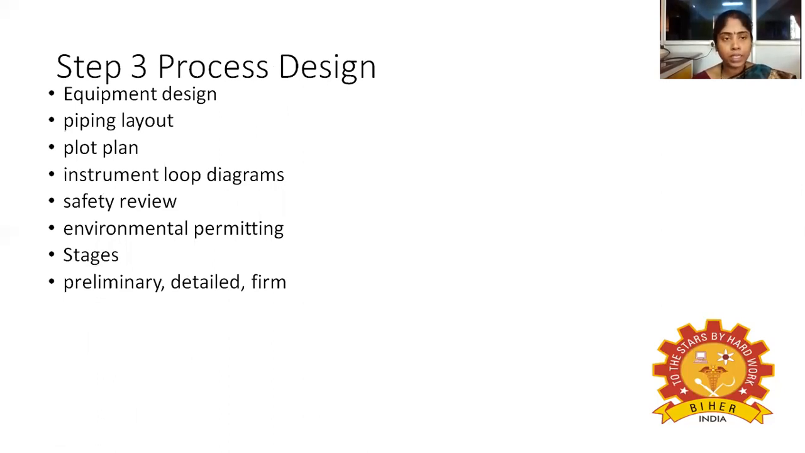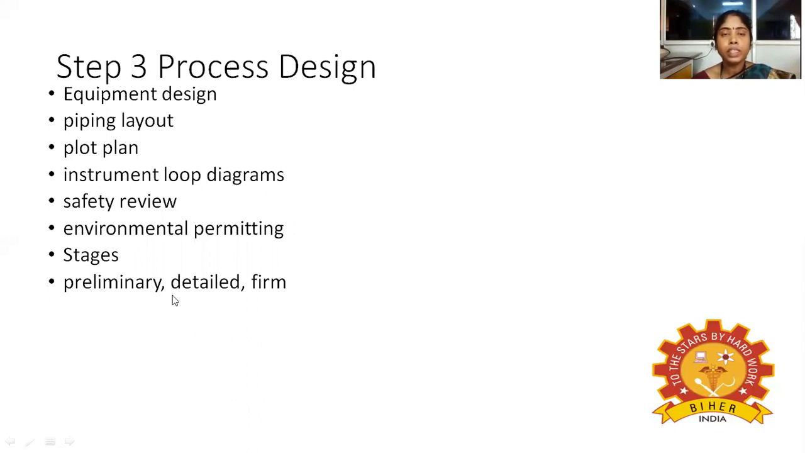Step 3 is the process design. As I said, step 3 is the process designing, which includes designing of a process in 3 types. We'll see what process designs are applicable. The first one is equipment design, piping layout, plot plan, instrument block diagram, and safety review. The same data that was collected from the feasibility survey and analyzed in the conceptual design will be taken into major consideration in step 3 of process designing. And what are the various stages?